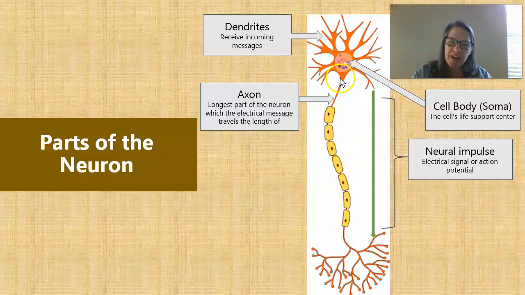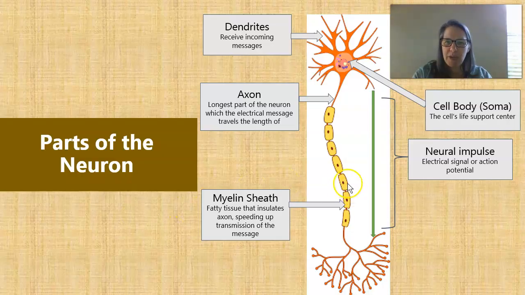Next, we have this very long singular part that looks almost like a thread. That is our axon. The axon is the longest part of the neuron, and it is what that electrical message travels down. So it comes in through the dendrites, and it's going to travel all the way down this axon to the end here.